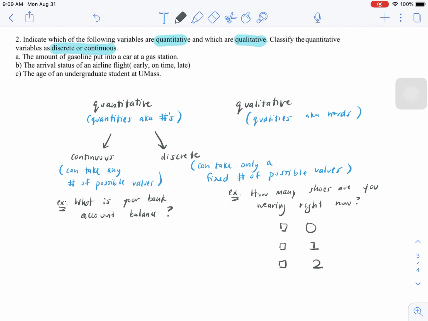Okay, so now let's go ahead and answer part A through C. So part A, we want to classify the amount of gasoline put into a car at a gas station. So first, I see this keyword, amount. So that's a quantity, right? I want the number of gallons you put into the car. So that is a quantitative variable.